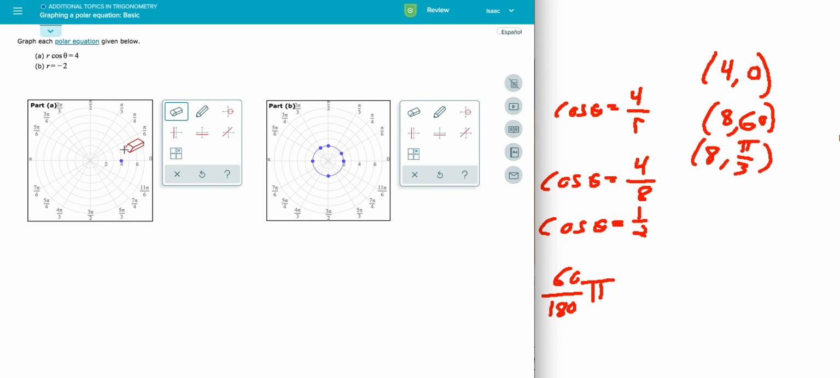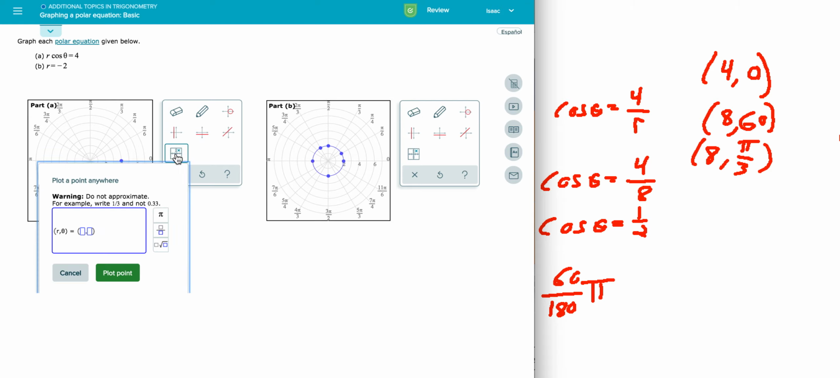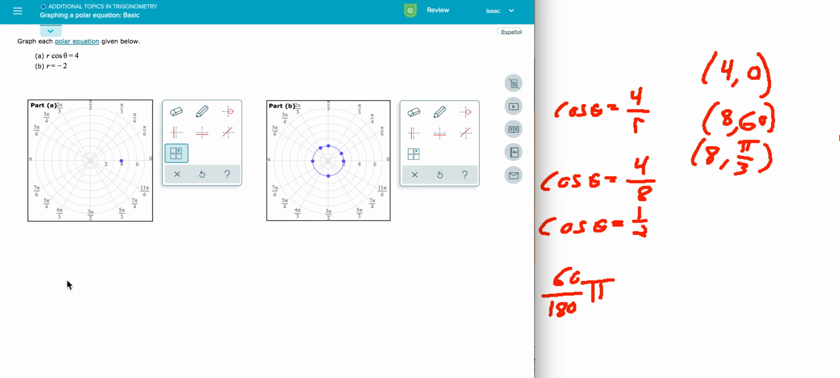Look, Alex can't fit that one on the graph, so you have to use this button here. And then we wanted 8 for the radius, and then pi over 3 to be another point. Oh, it won't let us do it. Shoot. Okay, so I got to think of another point.